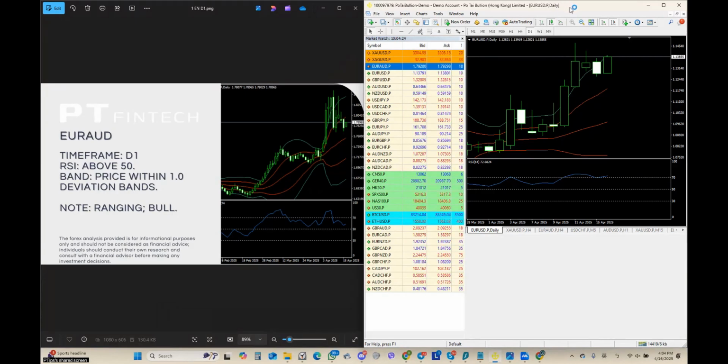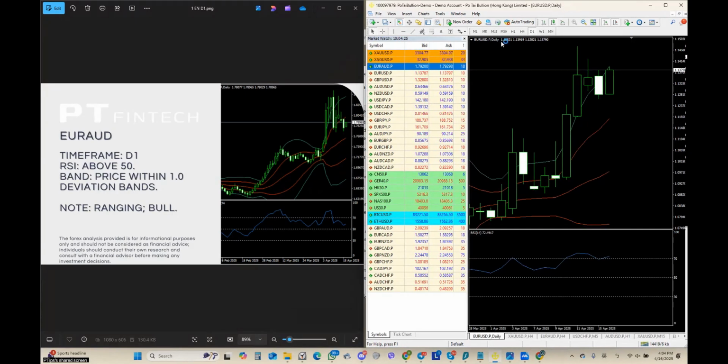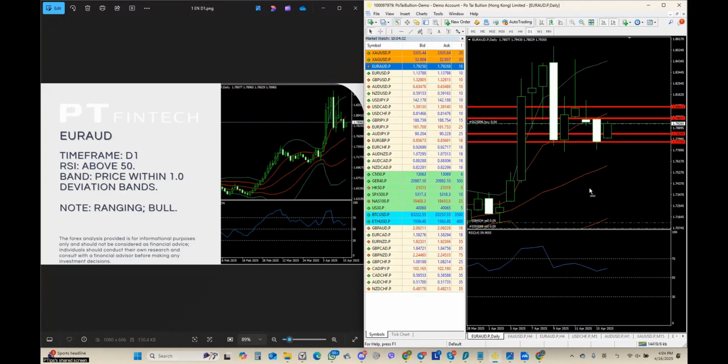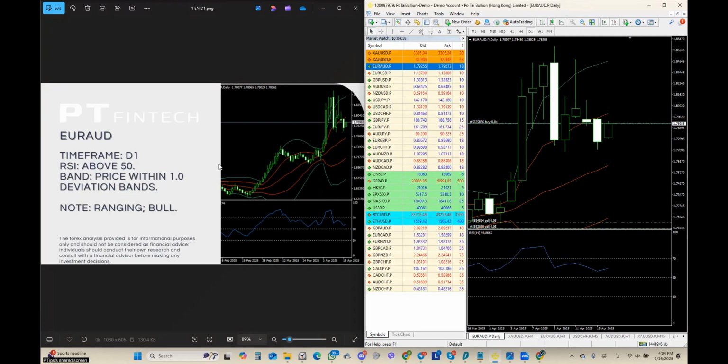Okay, so on EURAUD, we're always going to start off with our D1 time frame, and then work our way down to the H1 time frame. So on D1, what do we see? We actually see that in PTips, it says RSI is above 50. Yes, it is, it's above 50. And then the dual Bollinger bands, the prices are within the 1.0 deviation bands.